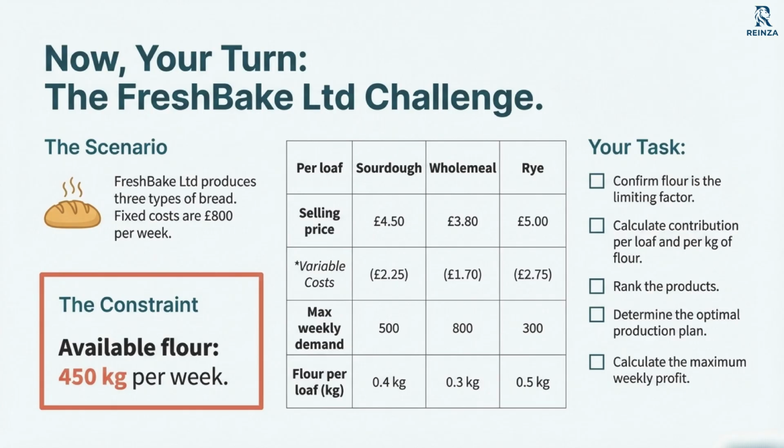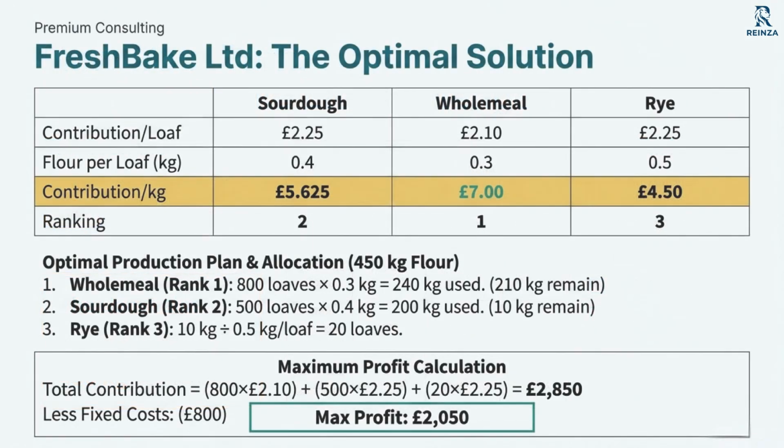Before I show you the solution, pause the video if you can, and try to work through this yourself, using the ICRRA system. Confirm that flour is the limiting factor. Calculate contribution per loaf and per kilogram of flour. Rank the products. Determine the optimal production plan, and calculate the maximum weekly profit. Let us work through the Fresh Bake solution together.